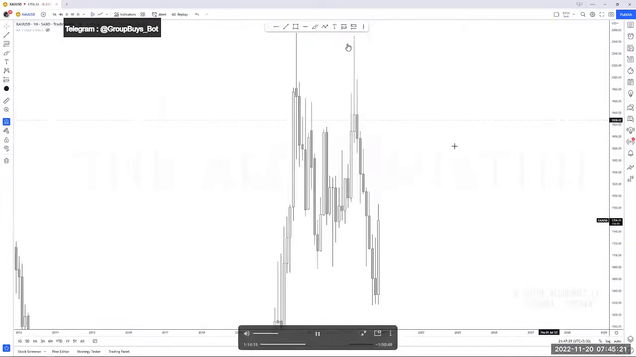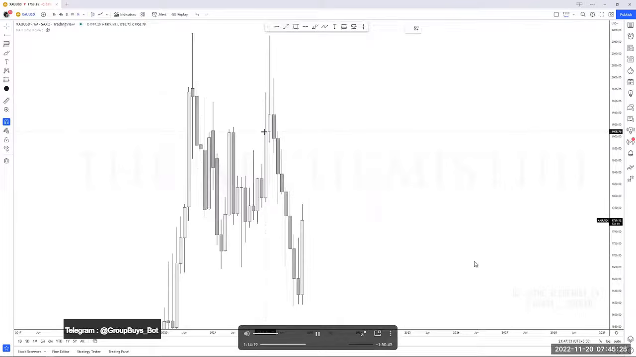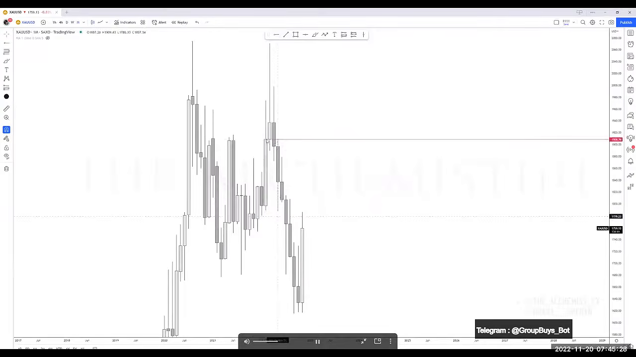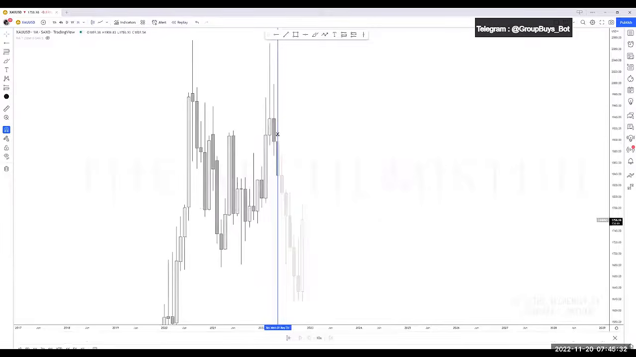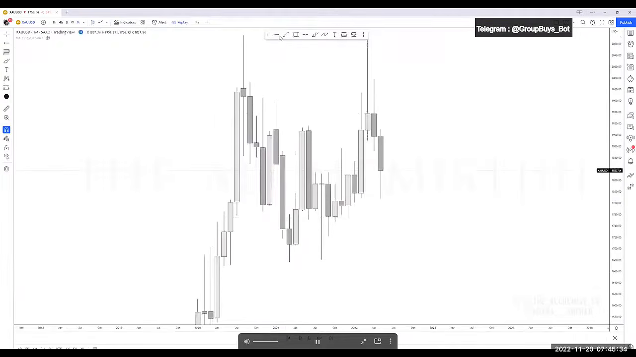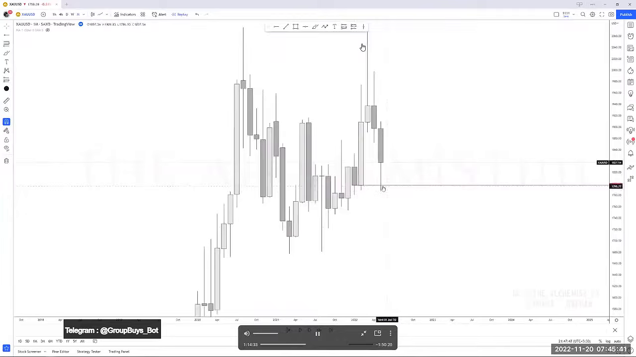Because what happened? See, monthly tapped, dropped. Tapped, dropped. But what happened in here? I'll show you monthly to monthly. A nice monthly to monthly. What has the monthly time frame done? Closed above the monthly support.